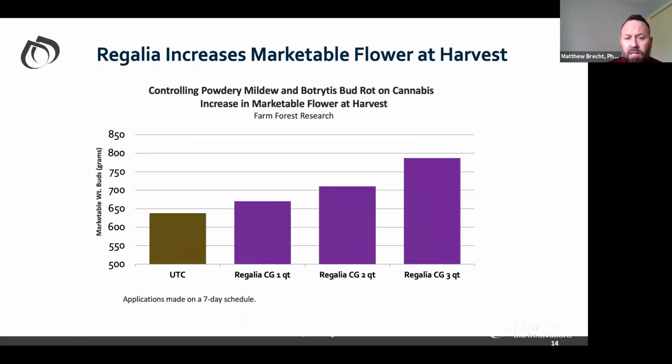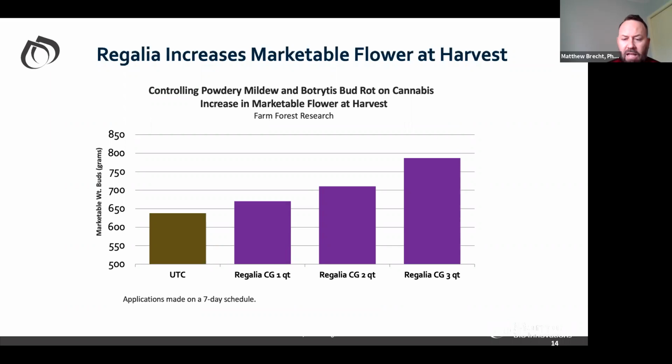This next slide is basically showing, if you control the powdery mildew and the botrytis bud rot, what can we see in that study as far as the differences? Maybe there's a 15% incidence difference. What does that mean? On the untreated control side, we got, let's say, 635 grams of marketable cannabis bud. If you use 1 quart of Regalia CG, you got, let's say, 665 grams. So you already have more grams.